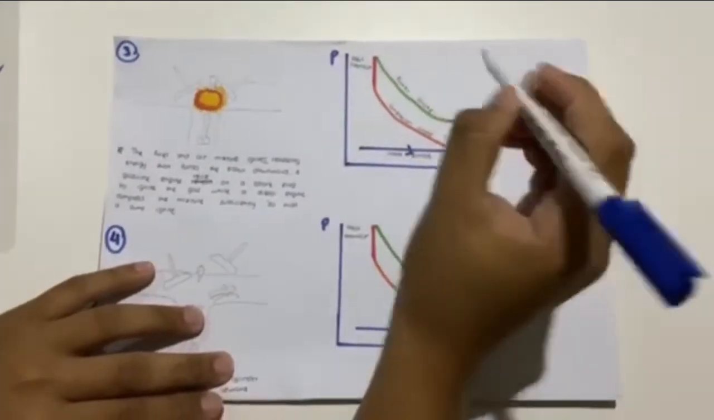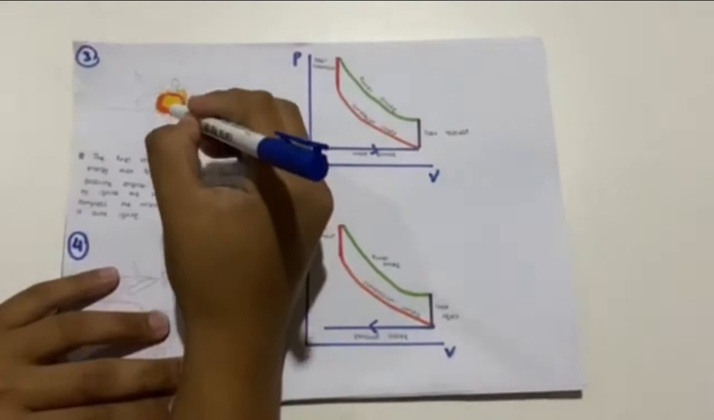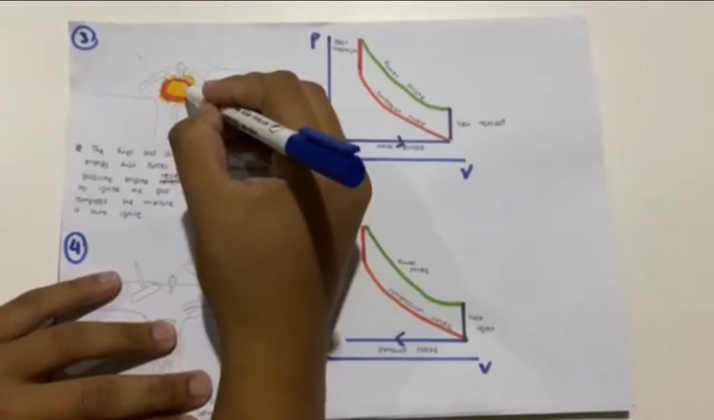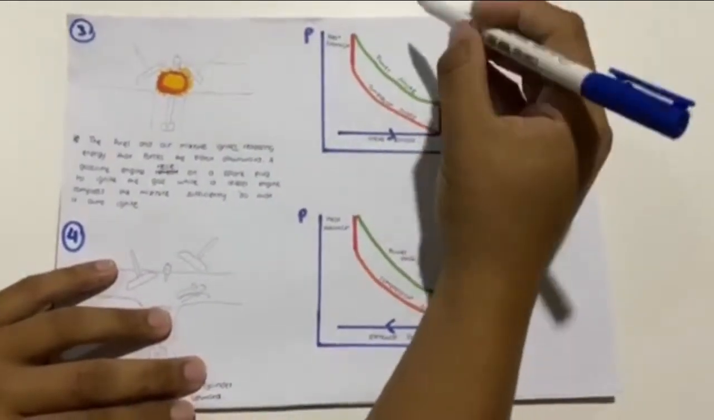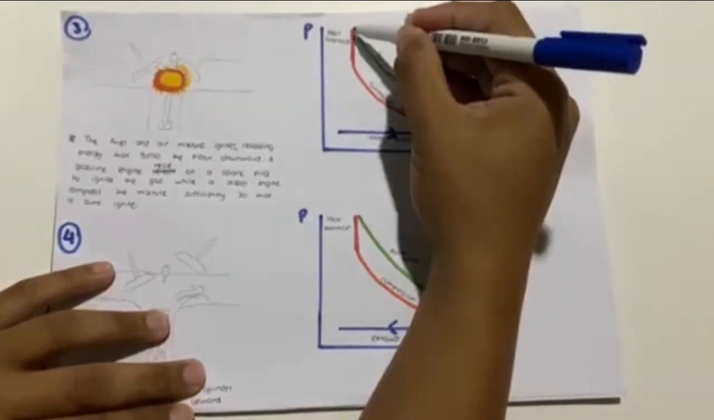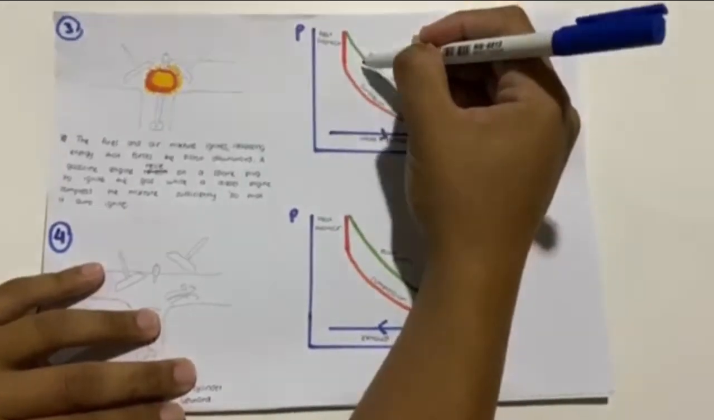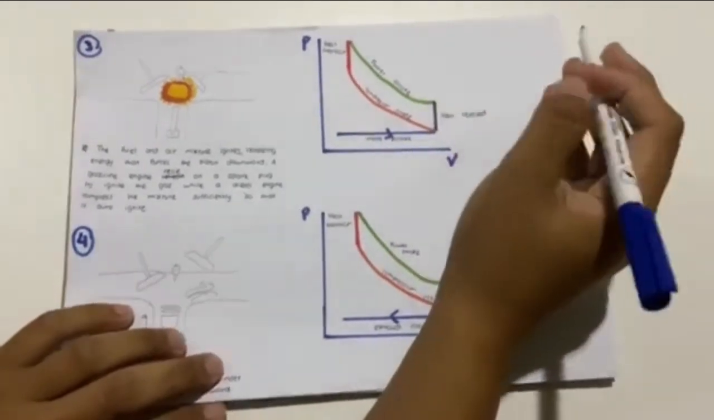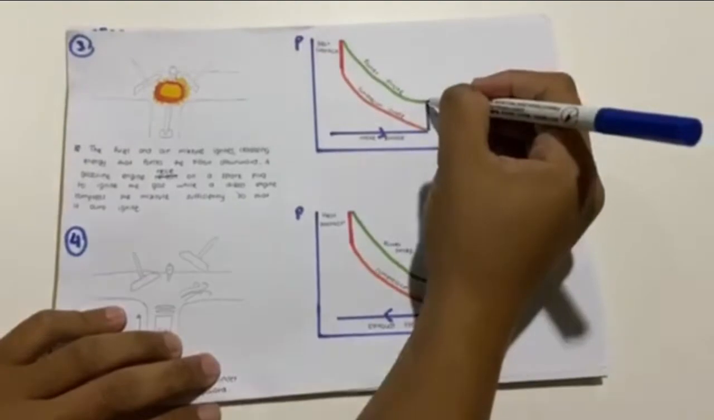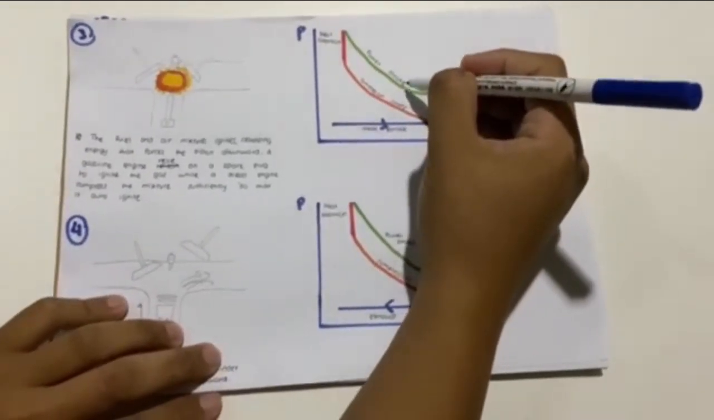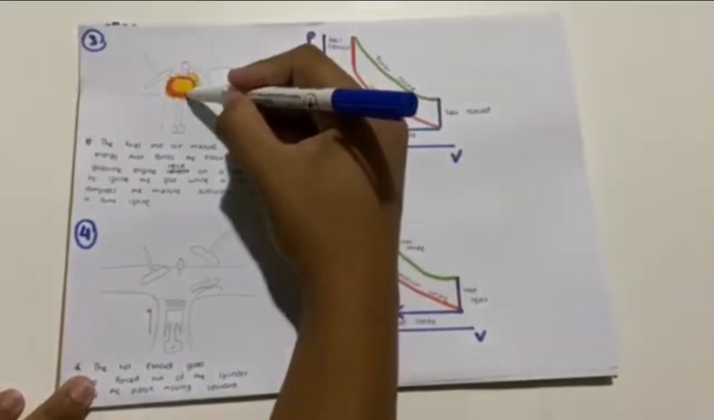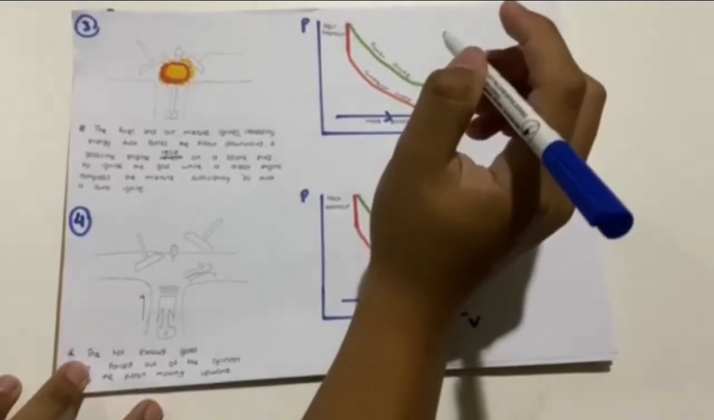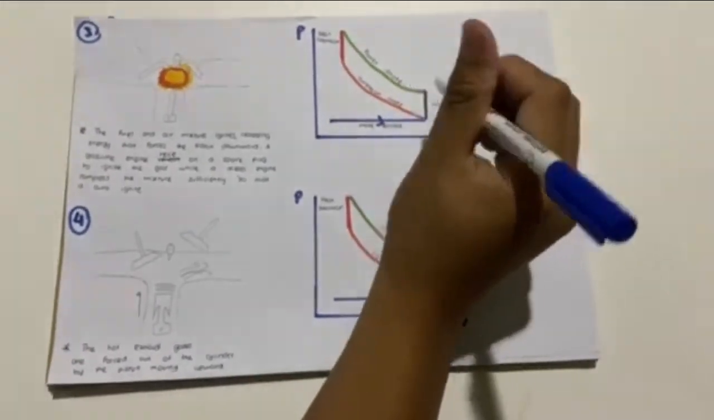For the next stroke, the energy from the combustion is utilized by the engine, which causes the pressure in the cylinder to decrease. We can see in this graph that the pressure decreases due to the energy utilized by the engine. This stroke we call the power stroke, because the energy absorbed by the engine is used to move the tires that make the car move.